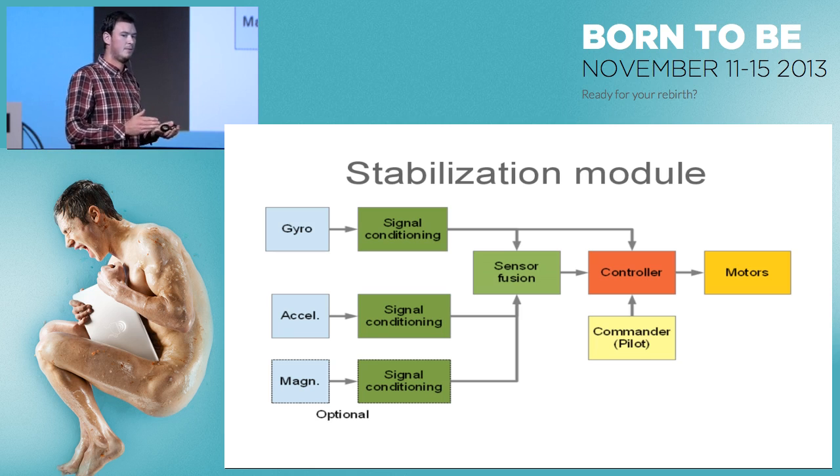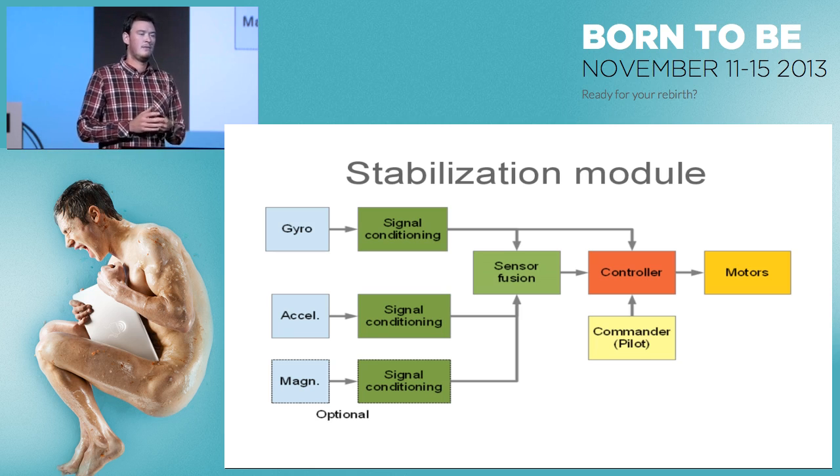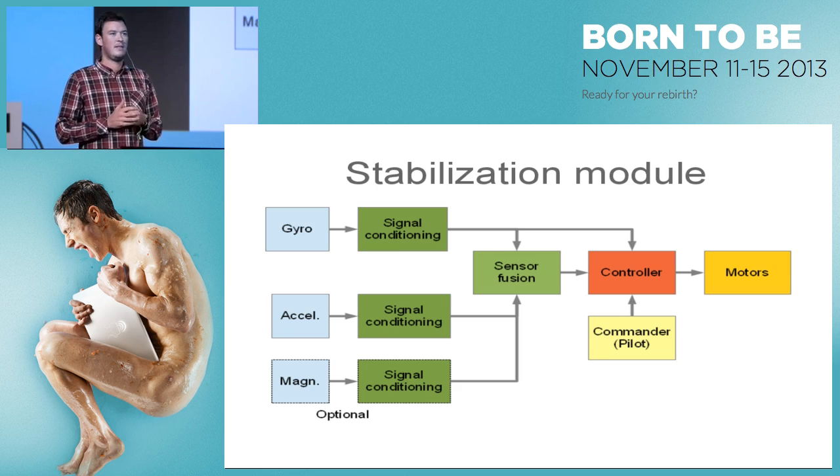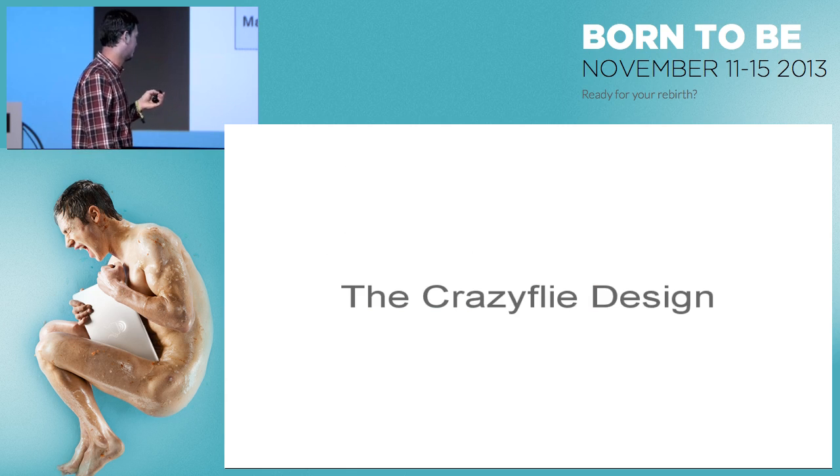You feed that to the sensor fusion algorithm, from where you get roll, pitch, and yaw. And you take the roll, pitch, and yaw from a computer or the pilot and compare it to that. And with a controller, we use a PID controller. Maybe you know what it is, maybe not. But from that, you get an output which you send to the motors. And it's not more complicated than that.